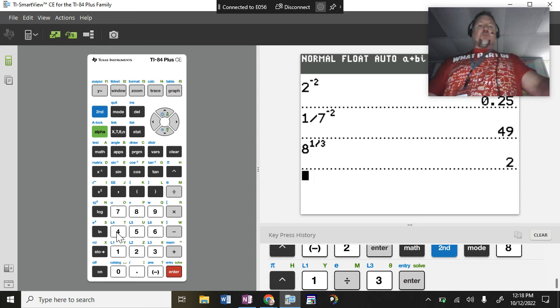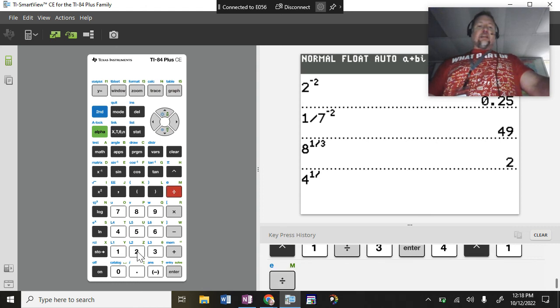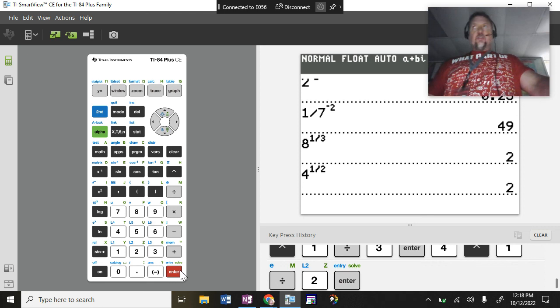All right. What's the square root of 4, everyone? 3, 2, 1, go. 2. 4 raised to the 1 divided by 2 power. 2. So just showing those two examples, that occurs.